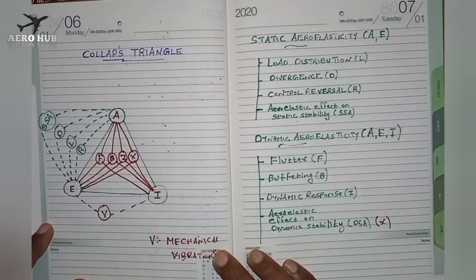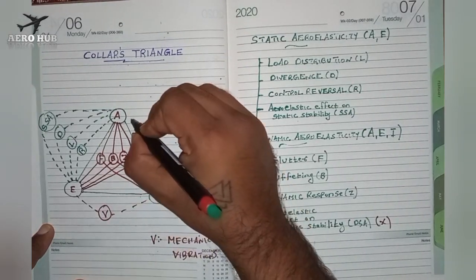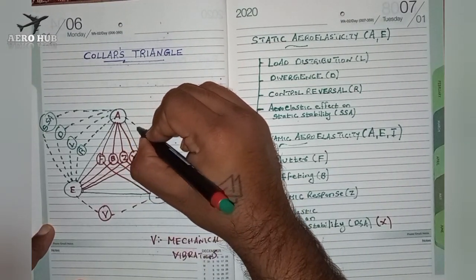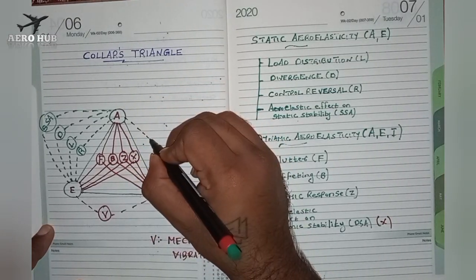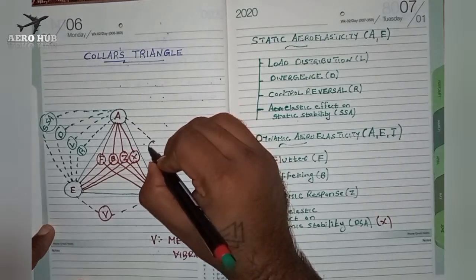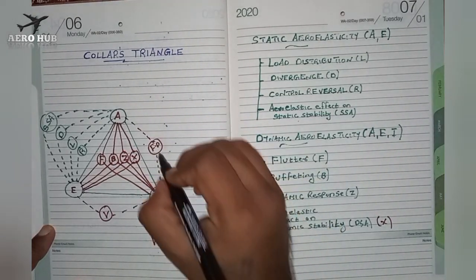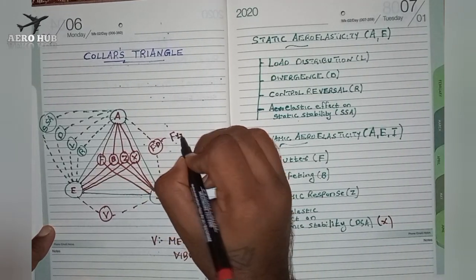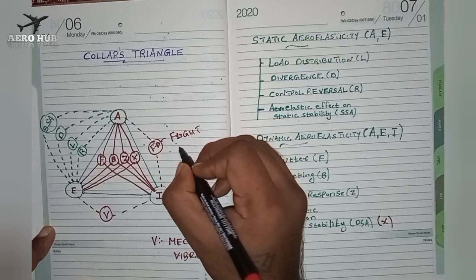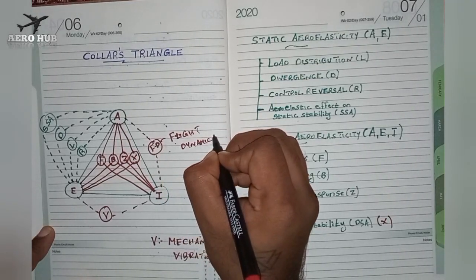Then we have one more interaction, the interaction between aerodynamic force and inertia force, and this interaction is called basically the flight dynamics. This is nothing but your flight dynamics, FD. Interaction between aerodynamic force and inertia force is called the flight dynamics. Inertia force involves the acceleration.